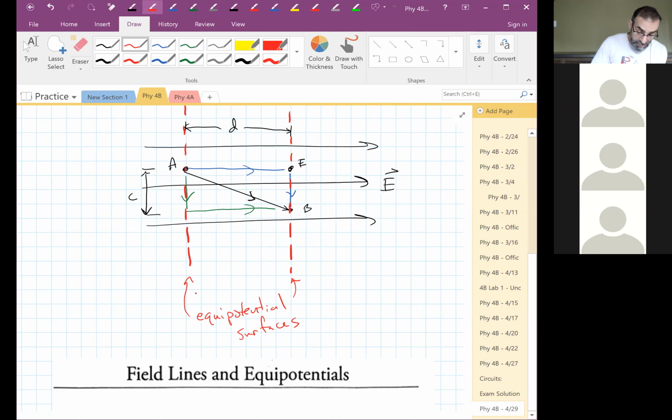And so delta V AB is equal to delta V AE, and it's equal to minus ED.